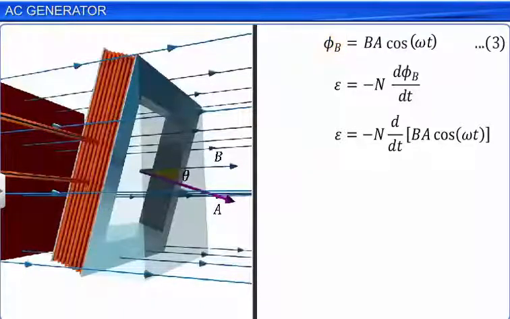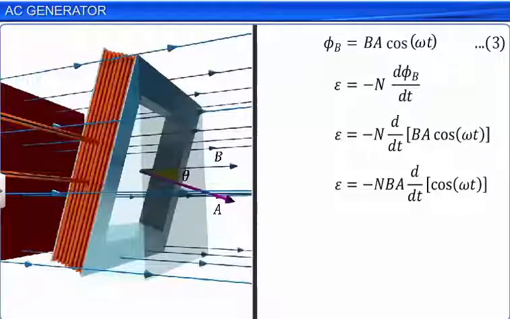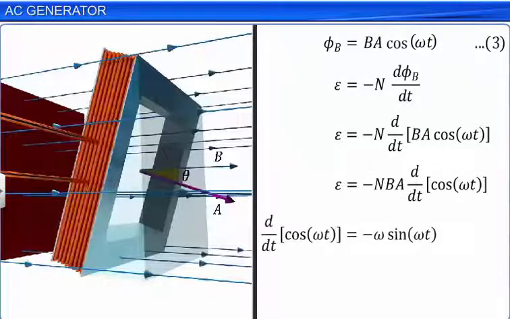The strength of the magnetic field B and the area of the coil A are constants. The equation now transforms to E is equal to minus NBA d by dt of cos omega t. From differential calculus, we have d by dt of cos omega t is equal to minus omega sin omega t. Hence, the instantaneous value of the EMF E is equal to NBA omega sin omega t. Let this be equation 4.